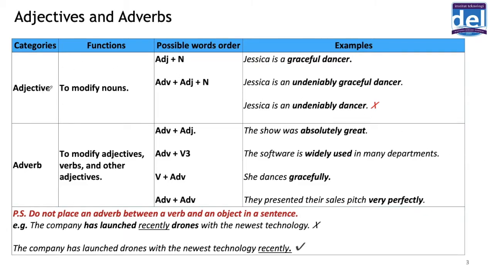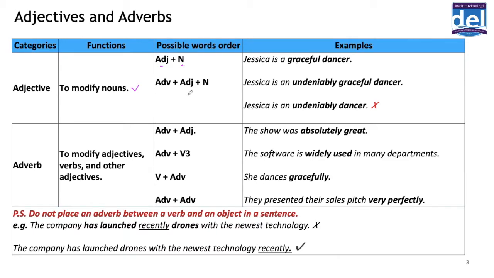Basically, the function of an adjective is to modify nouns. That means the adjective describes the noun. The word order is adjective, noun. For example, Jessica is a graceful dancer. She is a beautiful girl. So the adjective comes first and then the noun. So if you see a sentence, Jessica is a dancer graceful, then the sentence is incorrect.